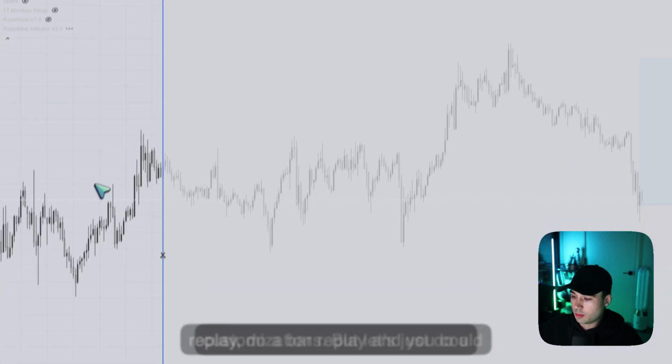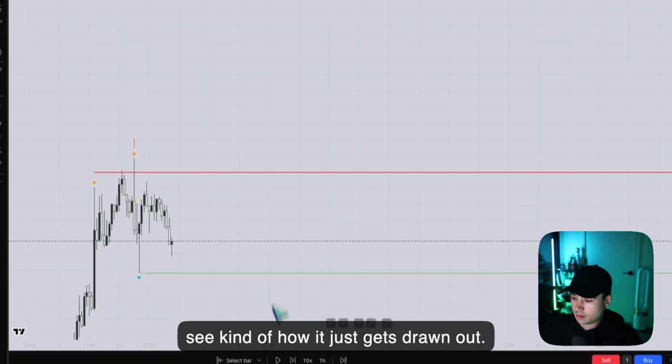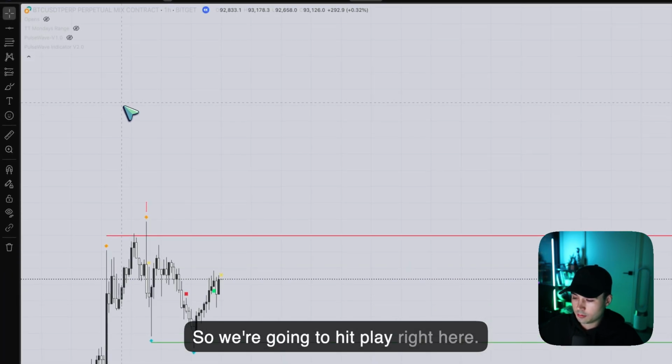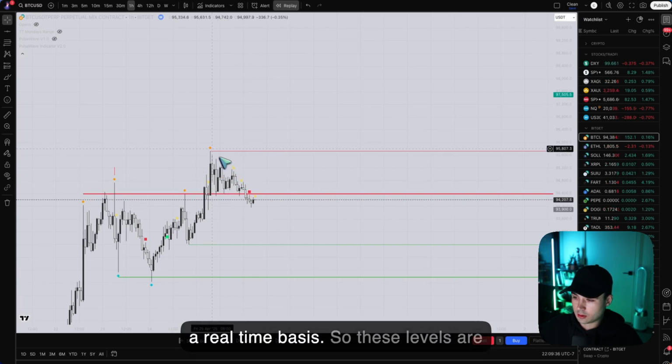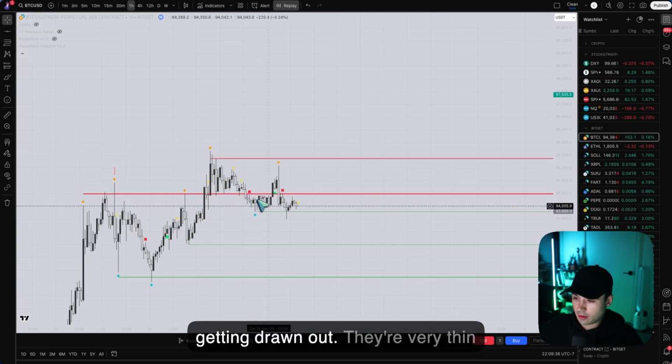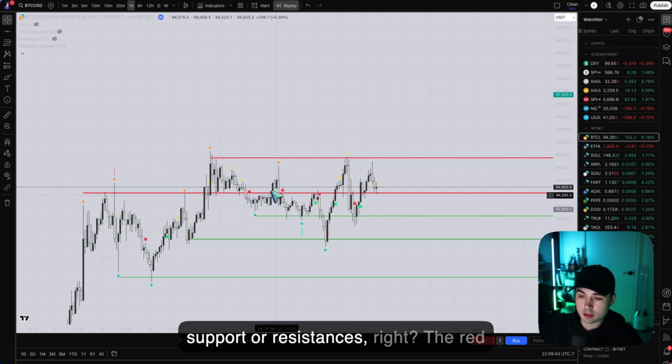But let's just do a bar replay, and you can see how it gets drawn out. So we're going to hit play right here, and you can see what's happening on a real-time basis. So these levels are getting drawn out. They're very thin because they are not super strong supports or resistances, right?